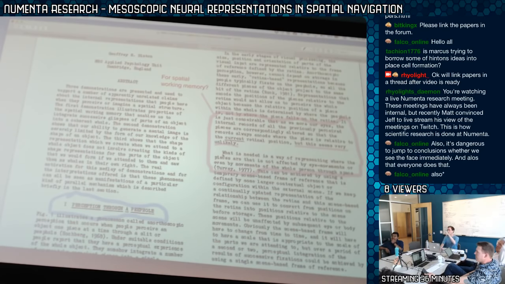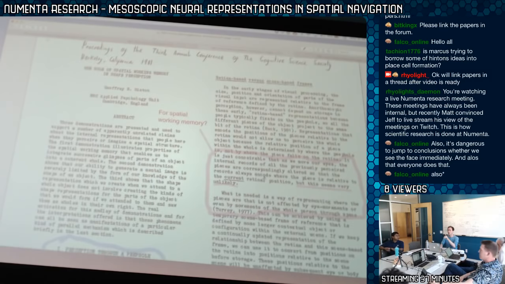So what is needed is a way of representing where the pieces are, that is not affected by eye movements or even by movements of the whole person through space. So we would agree with that. Well, sort of. Here's where I'm confused. This is a paper on spatial working memory, of remembering what's out there and where it is. But working memory is like a temporary memory. Yes. He's specifically talking about, not compositional structure. Right, we would definitely agree with this when it comes to learning an object.